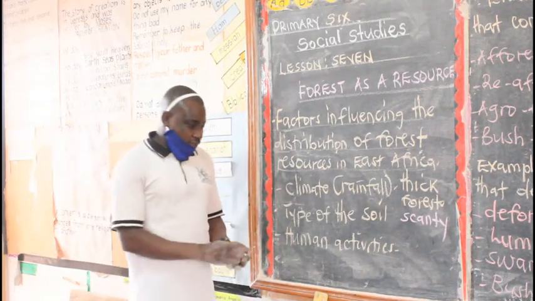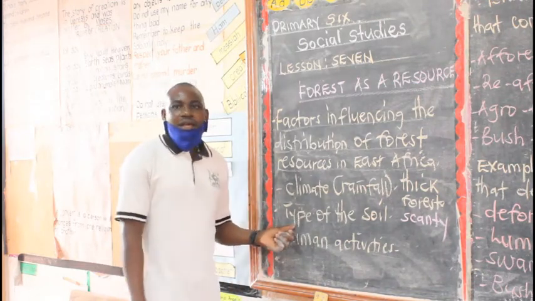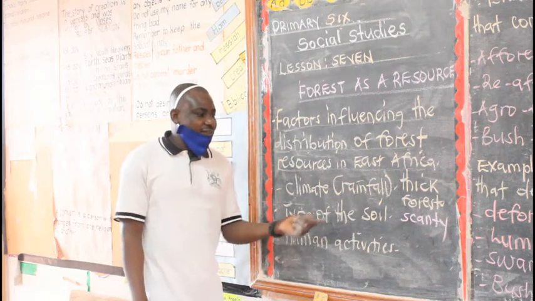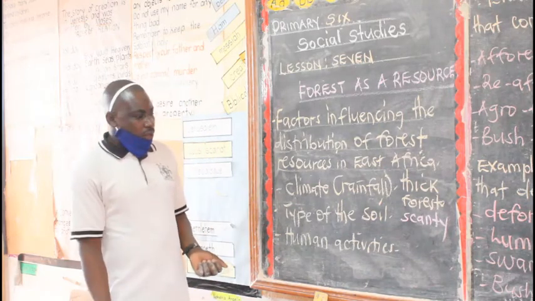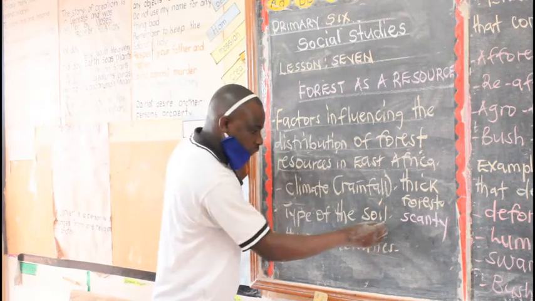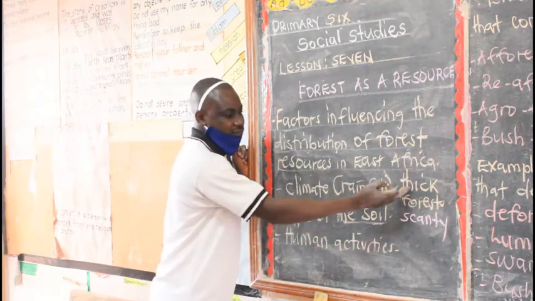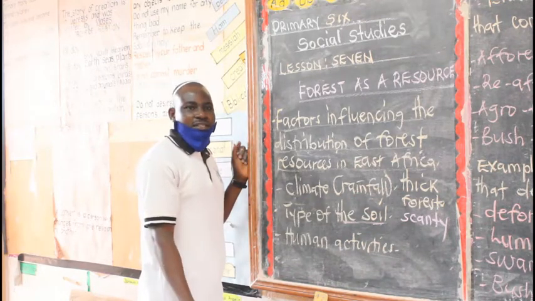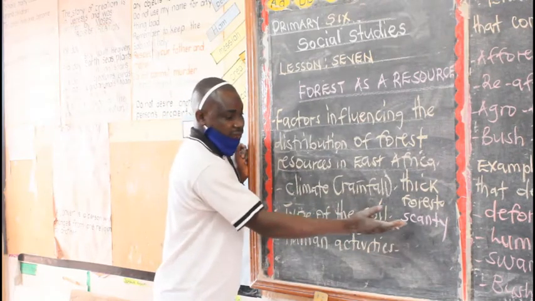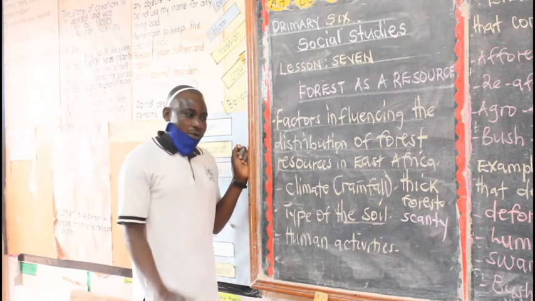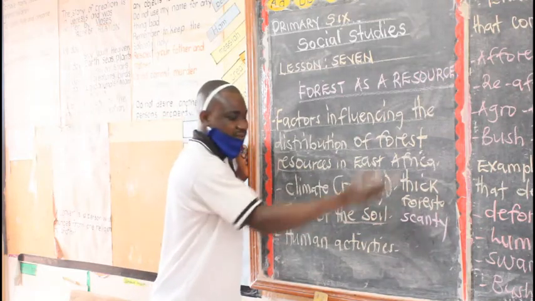Then we have type of the soil, or you can say nature of the soil. Areas with fertile soil have thick forests as compared to areas with infertile soil. So if you look at the type of the soil, we are saying that areas with fertile soil have thick forests as compared to areas with infertile soil. So places that have got poor soils have scanty vegetation or forest. Then places that have got fertile soil have thick forest.